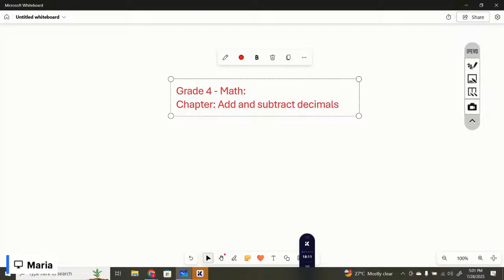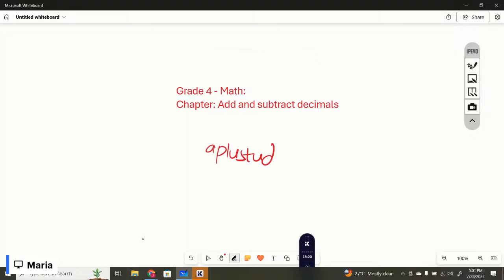We are here for grade 4 math. You can find all the lessons on aplusstudents.com.